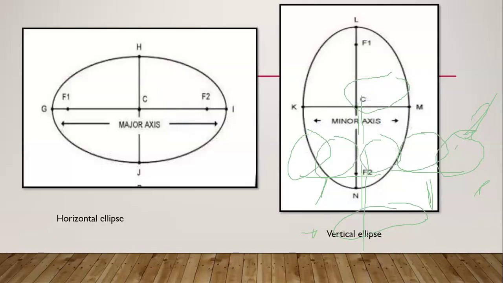So here we have an example of a horizontal ellipse and a vertical one. On the horizontal ellipse, the major axis is along the X axis. And when it is vertical, the major axis is along the Y axis. Next slide, please.